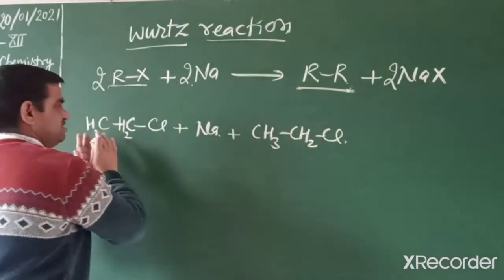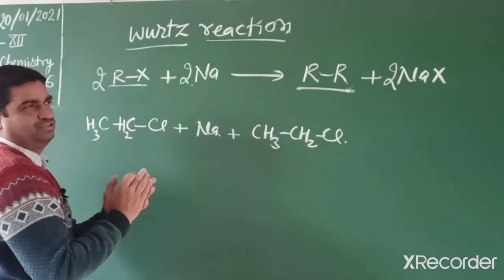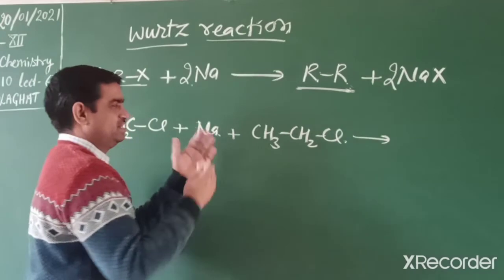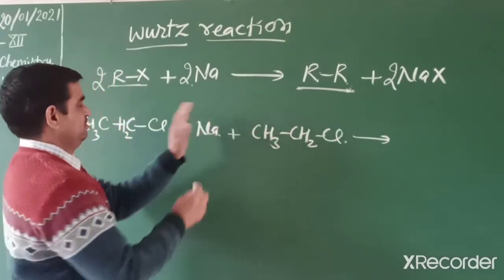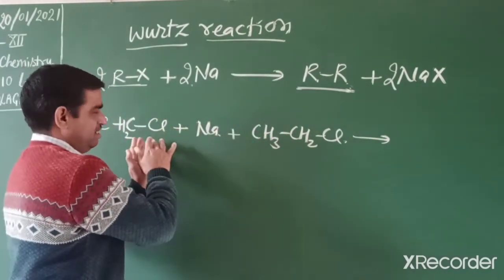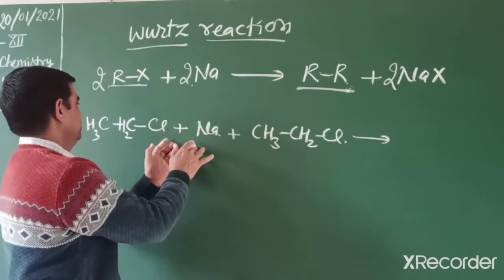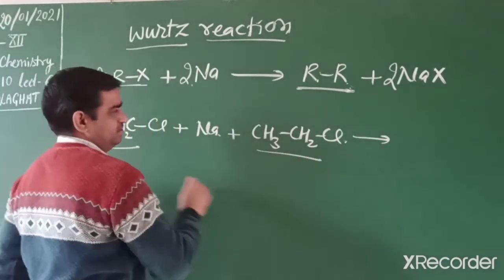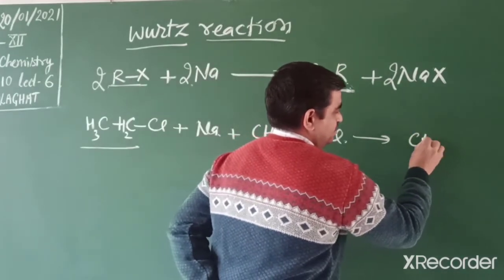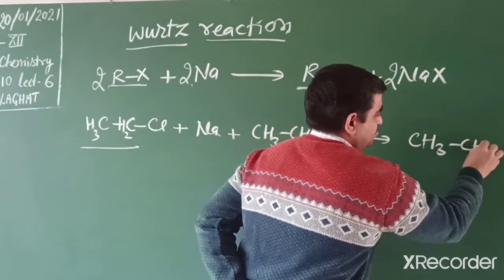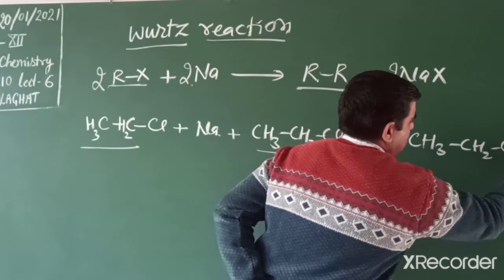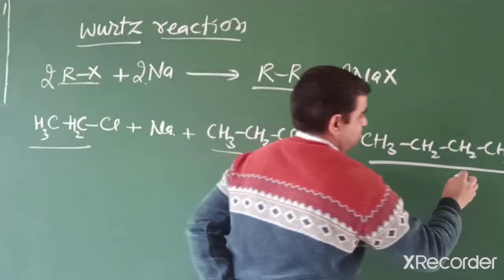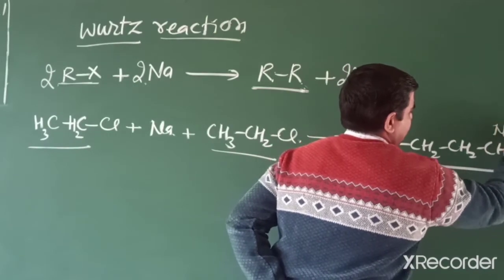So it reacts. This reaction occurs through a free radical mechanism, which we studied earlier in 11th class in detail. So in this free radical halogen mechanism, the reaction occurs and we get the corresponding higher alkane, which means we can get butane, and sodium chloride is released.